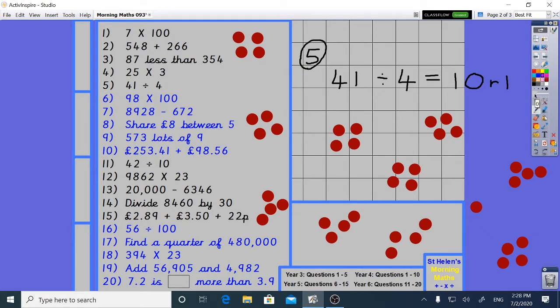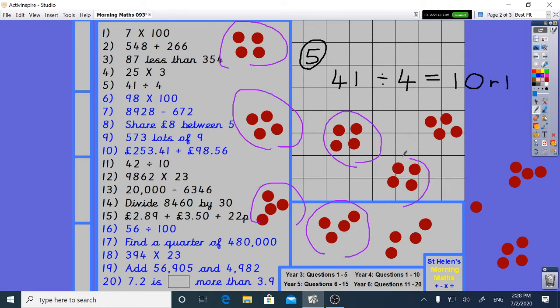Get my pen smaller again. 1, 2, 3, 4, 5, 6, 7, 8, 9, 10 groups of 4. That's why we wrote 10. Remainder 1. 1 remaining. If it was PE, you know what your teacher would do. They'd say, well, you can just have a group of 5, okay? But in maths, we would say it's 10, remainder 1.